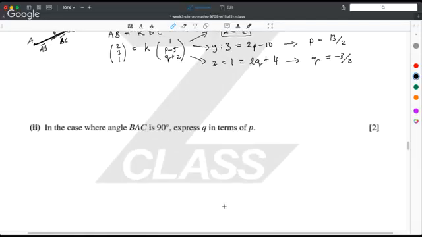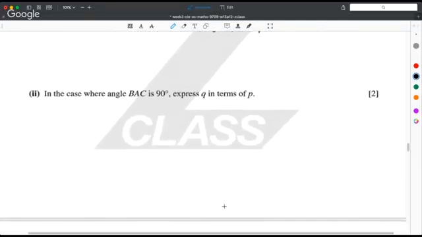Okay, so now we're looking at a different case, and they're saying that the angle BAC is 90 degrees. So that means that the angle BAC is the angle between AB and AC, right? So if that's A, that's B, and that's C, then the angle BAC is going to be where AC and AB cross.